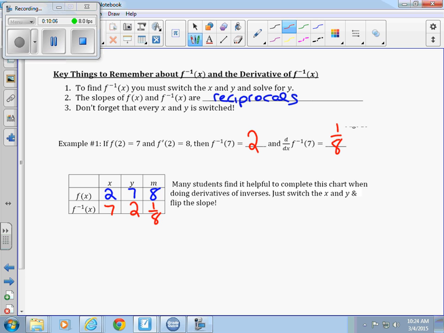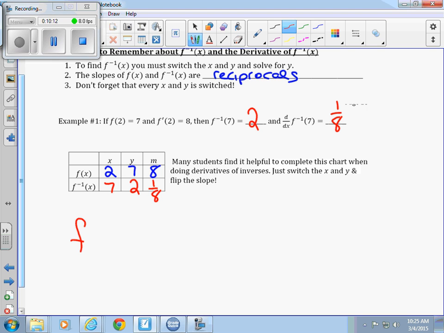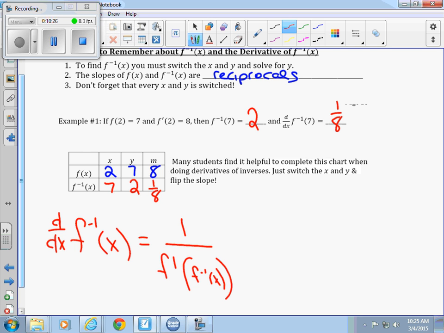Let me show you how I had to do this when I was in school and how the formula works. The derivative of f inverse is 1 over the derivative of f at f inverse of x. Okay, that's what the formula would say. What does that mean? Well, if I'm finding f inverse of 7, f inverse of 7 is 2, right? So this would be 1 over f prime of 2, which is 1/8. So if you prefer the formula, that's how the formula works.